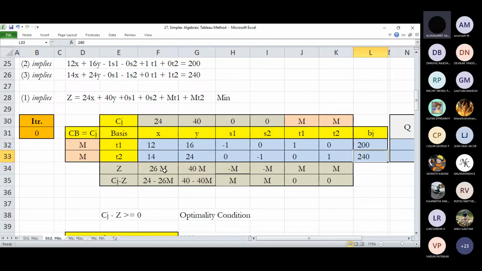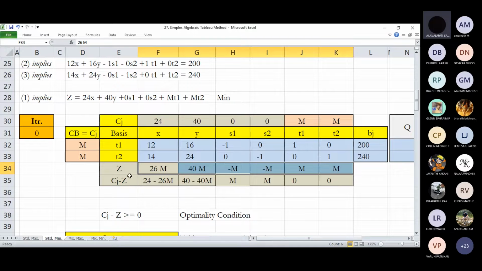Then the z value, which is nothing but 12 into M plus 14 into M. So 12M plus 14M is 26M, right? Then 16M plus 24M, which is nothing but 40M. Then minus 1 into M plus 0 into M, which is nothing but minus M. Same way, 0 into M plus minus 1 into M is minus M. So 1 into M, 0 into M is M. 0 into M plus 1 into M is M. So we have got the z value.